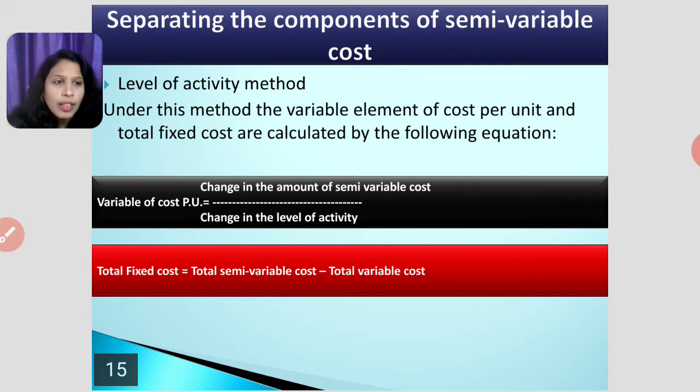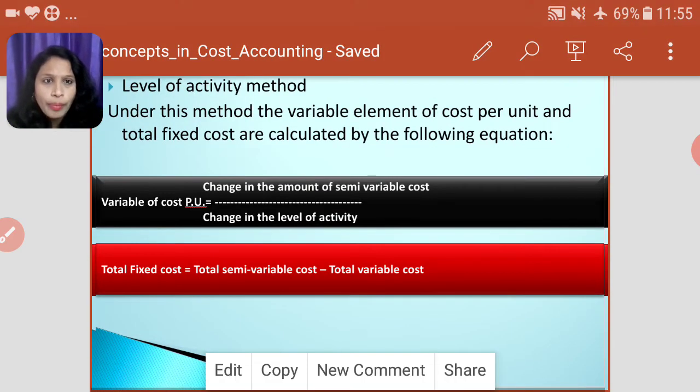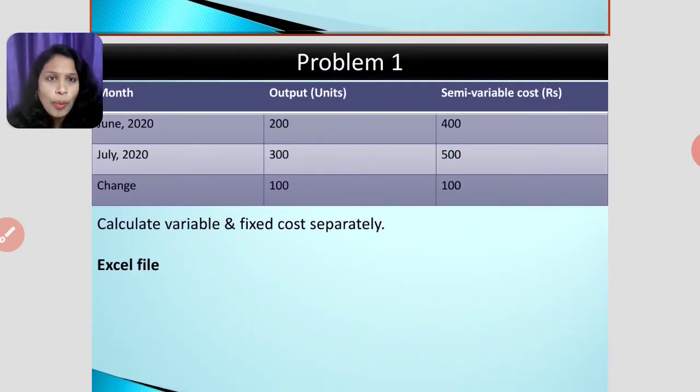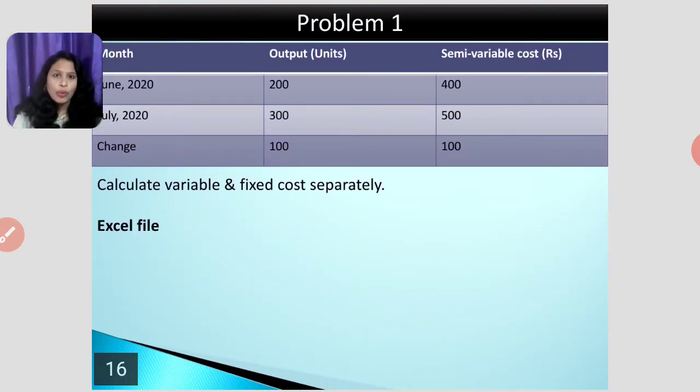So we are solving the next problem. Problem number first, you have to write this problem in your notebook also. Total 3 columns are given here. First column is month, second column is output in units, and third is semi-variable cost in rupees. So June 2020, then July 2020, and next the change.